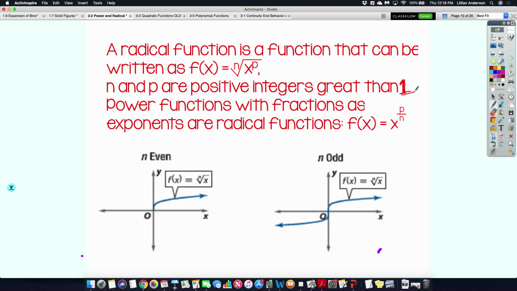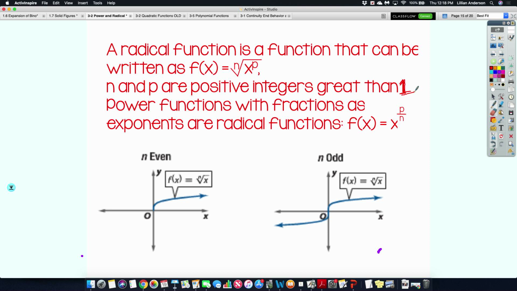Now, power functions with fractions as exponents are known as radical functions as well. So if you have a power function whose exponent is a fraction, that technically is a radical function. And this is what they look like. If n is an even root, like a square root, a fourth root, a sixth root, etc., it looks just like the square root function. But if it's odd, it looks like that cubic function turned on its side. It goes all the way through.